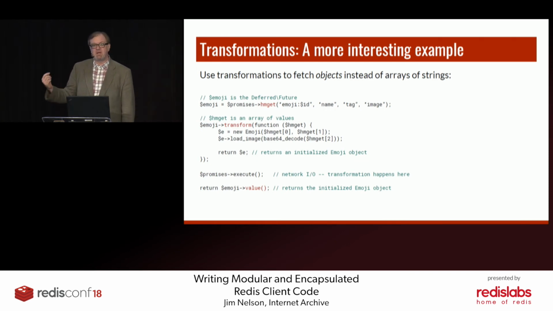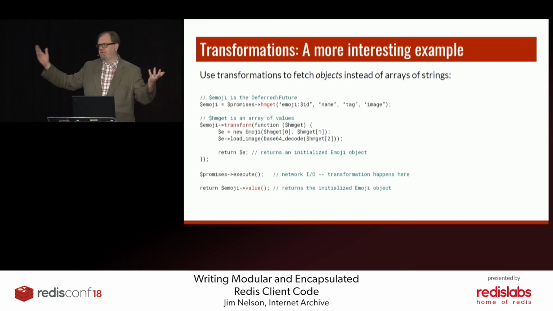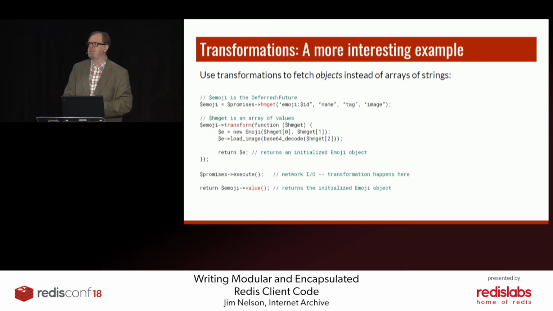But that transformation is only occurring after the execute, which happens next. So on that last line, when the emoji returns the value, it's actually returning the initialized object. You no longer have to manually compose or decompose the values. If you notice, there's some other things going on in there too. There's a base 64 decode, because just for giggles, let's imagine the emoji binary image is stored in base 64. We'll see that being used in a little bit.